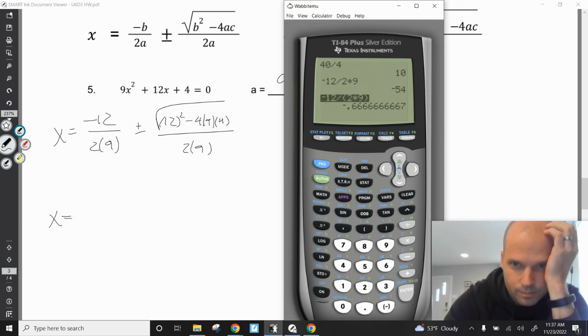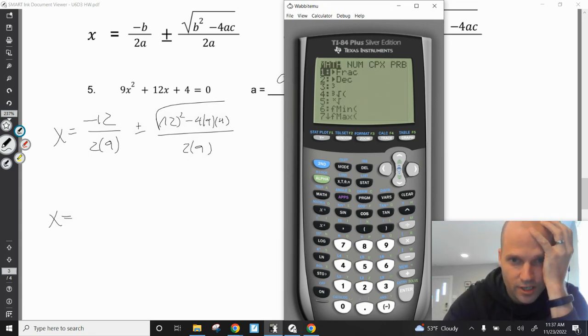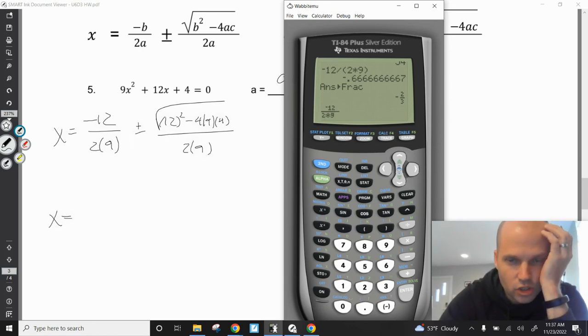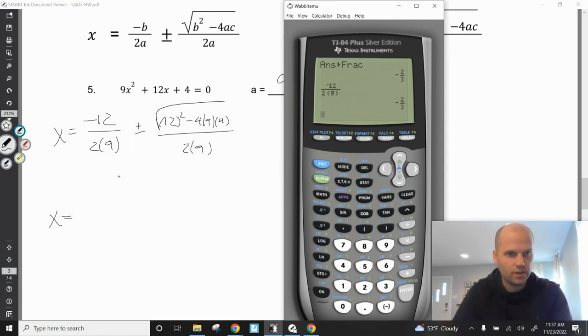I messed up. Okay, negative 2/3, or use your fraction button. Let's go into alpha F1. Type in negative 12 over 2 times 9. Ensure that things are in parentheses, 2 parentheses 9. And that automatically gives you the answer here. So we got negative 2/3 and then plus or minus.